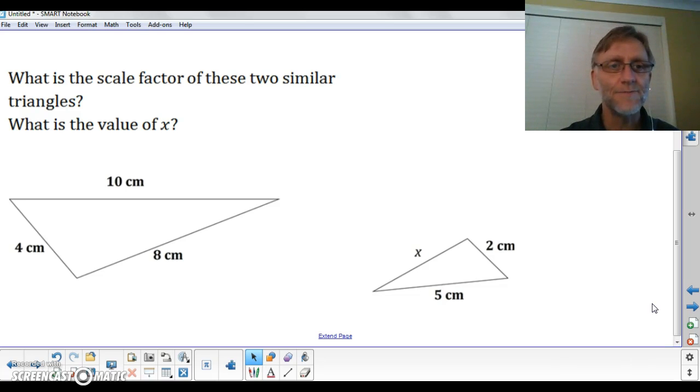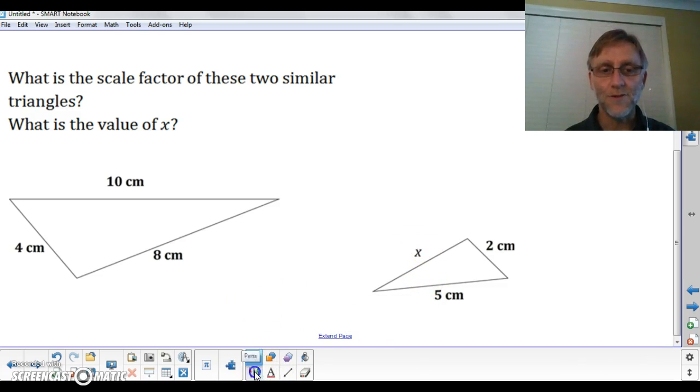Anyway, here's a question. Look at these two triangles. There's a big one and a little one. So this one's been scaled down. This is going to be a fraction of the big one, the original. So this is the image and it's a scaled down version of the original. What's the scale factor of these two similar triangles? And then, once we know the scale factor, can we find a number that goes on x? Now, if you're thinking quickly, you may have already solved this one.